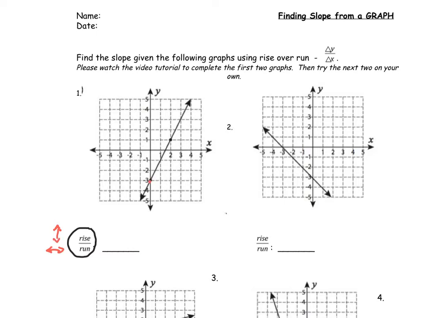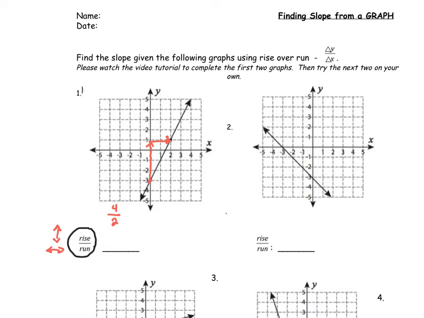So if I start at this bottom point, and I always prefer to start at the first point I see, I'm going to go up 1, 2, 3, 4 before I get across this other point. So that's going to be 4, and then I'm going to go right 2. So it's positive 4 because it's up, and it's positive 2 because it's to the right.